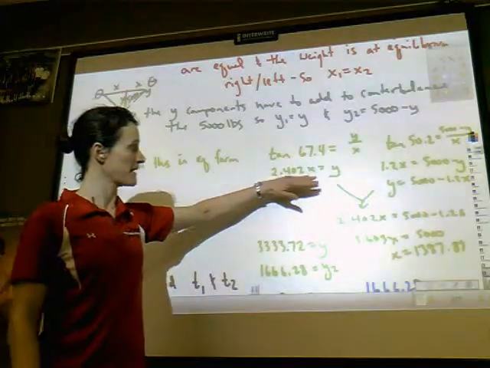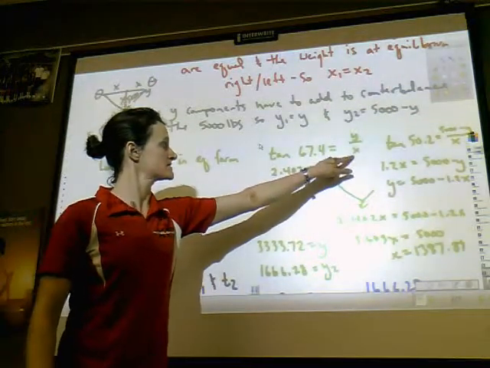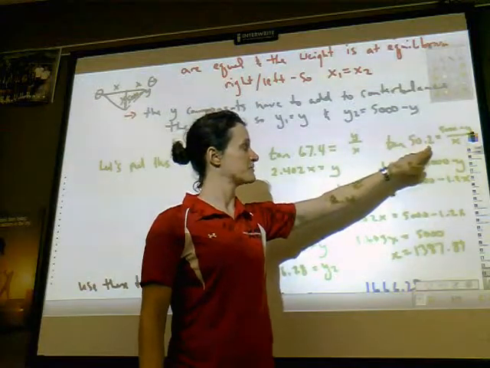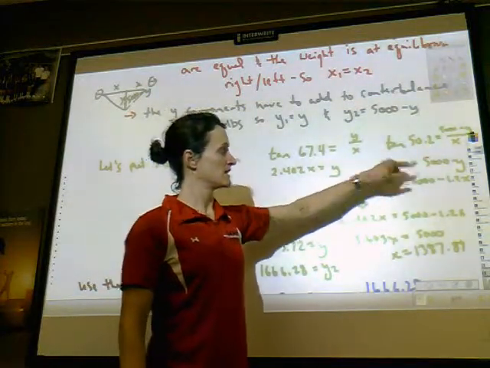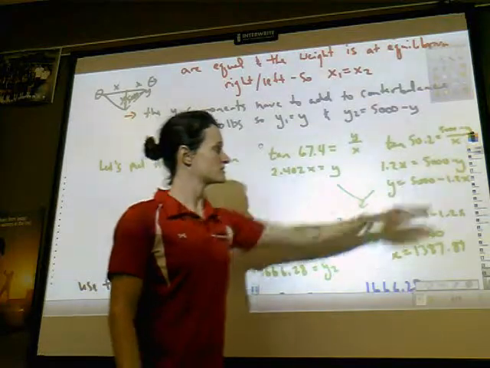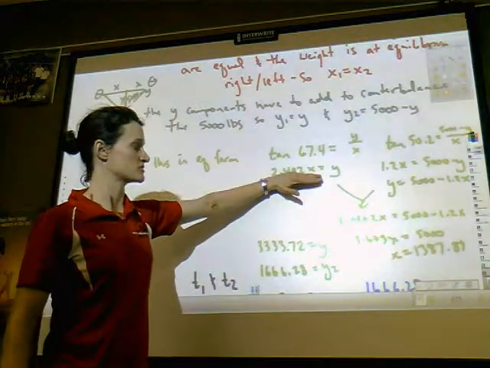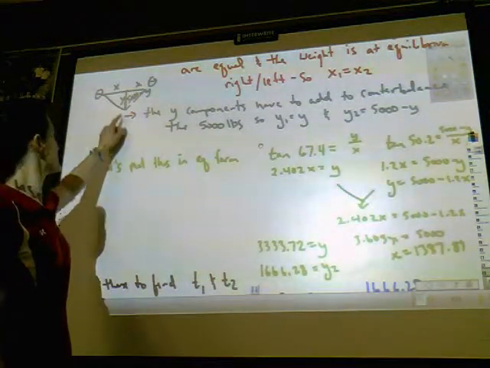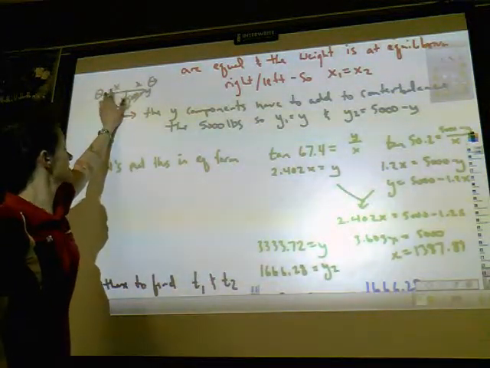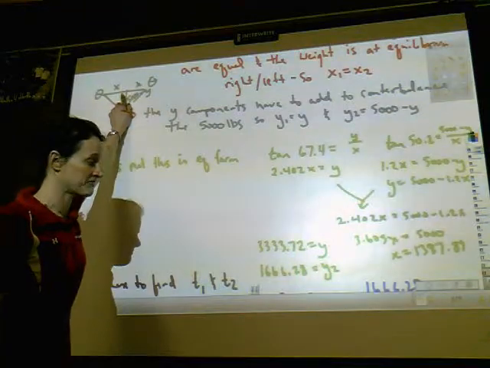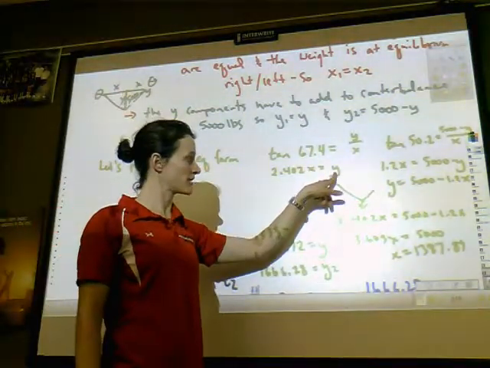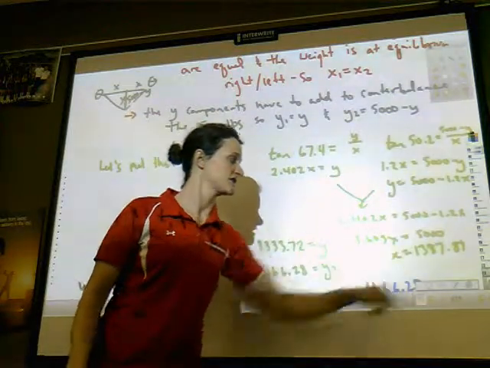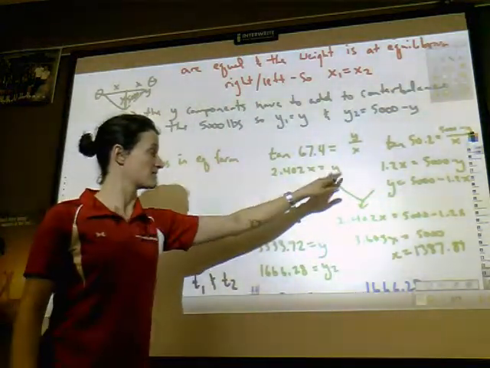Now it's just some simple math. I took this times x, cross multiplied, equals y. I took tangent of 50.2 times x equals 5,000 minus y. Solved this one for y because this one was solved for y, set them equal to one another, and solved it. Now this gives me the x in this equation. That's the tension pulling from the right and the left. Plugged it back into this equation for x, 2.402 times that 1387.89 to get my y.